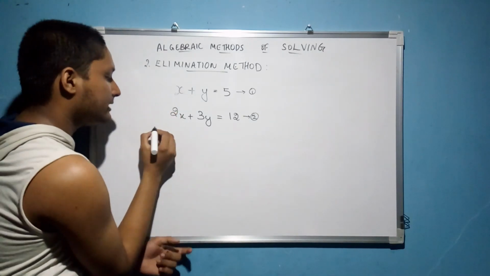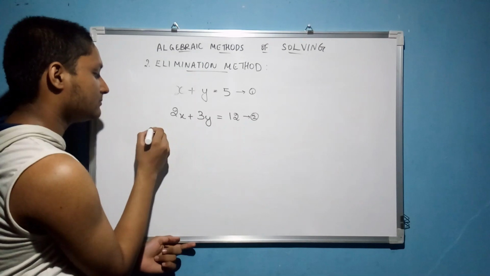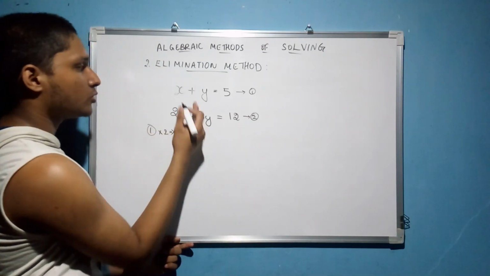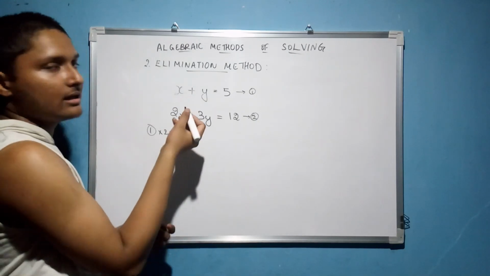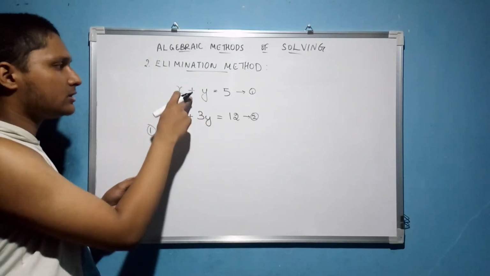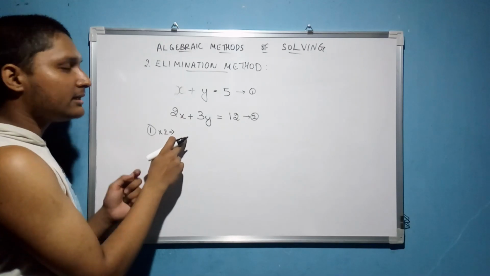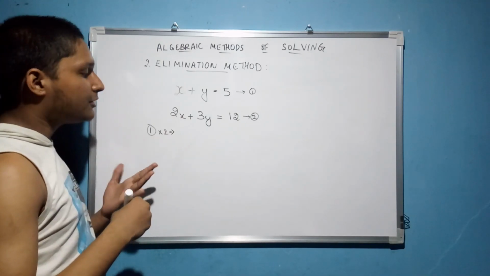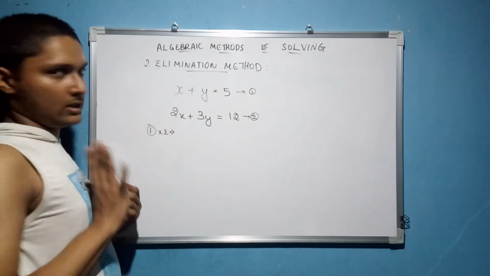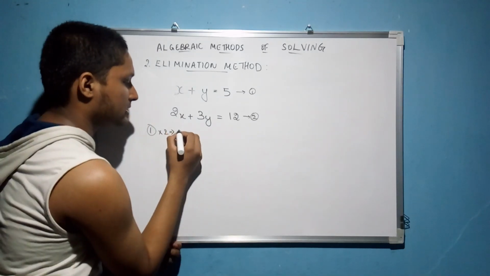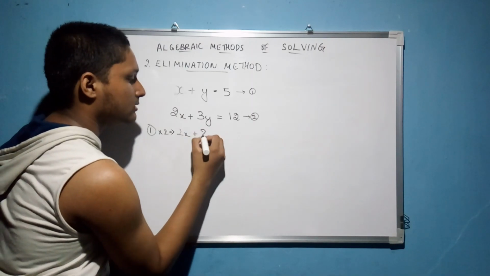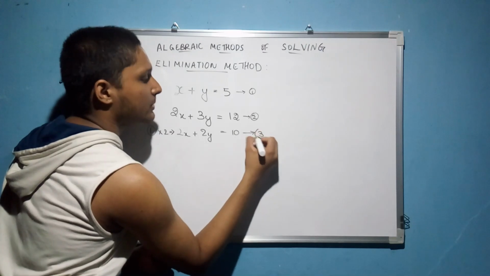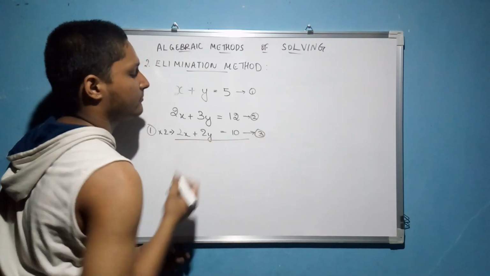For that, I need to multiply the first equation by 2. Generally you'll get a dependent equation from this, which means it's going to be the coincident line. Whatever you find is going to be the same as this equation. So this comes to be 2x plus 2y is equal to 10. Let me mark this new equation as equation 3.